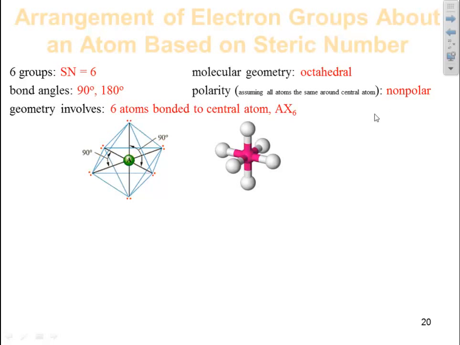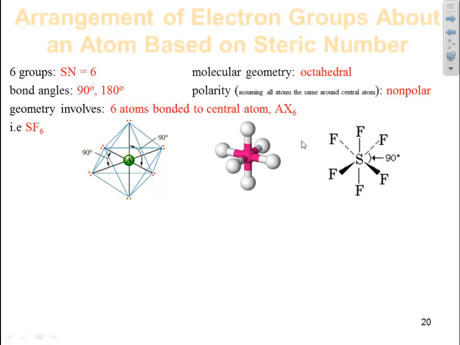As for polarity, the bonded atoms are going to cancel across from each other, so everything cancels out. So you get a net dipole of 0, so it's nonpolar. This has 6 atoms bonded to the central atom. This is an A6 arrangement.